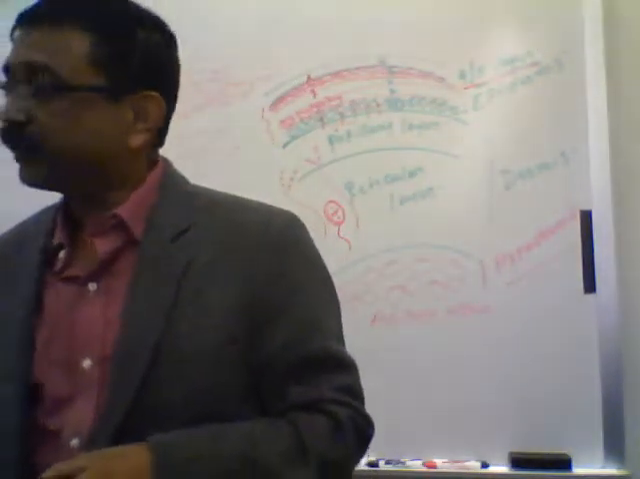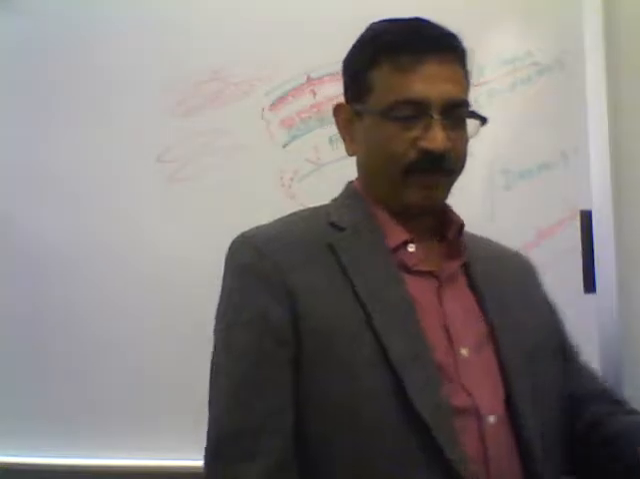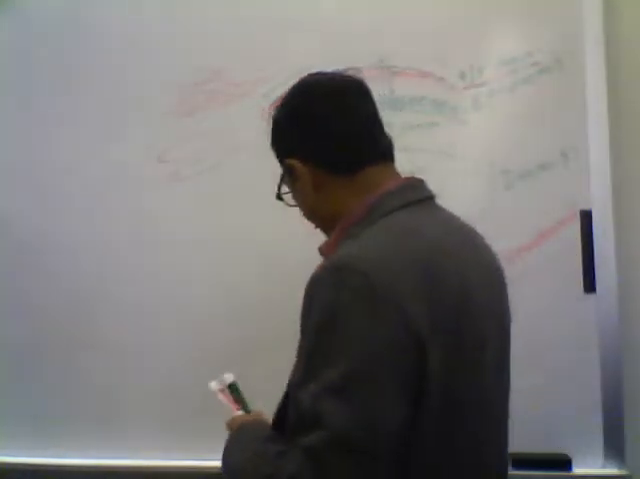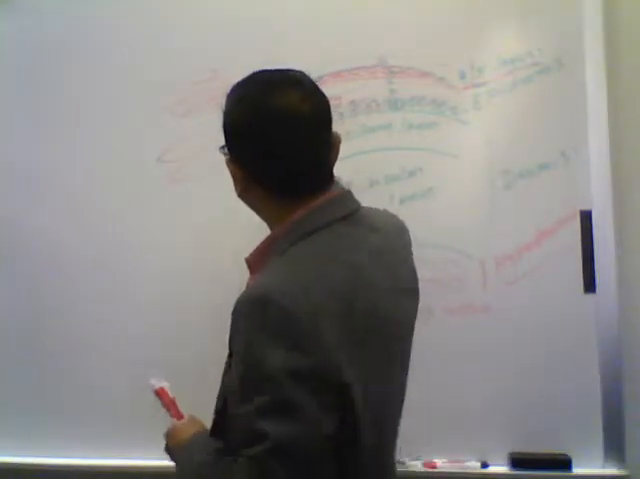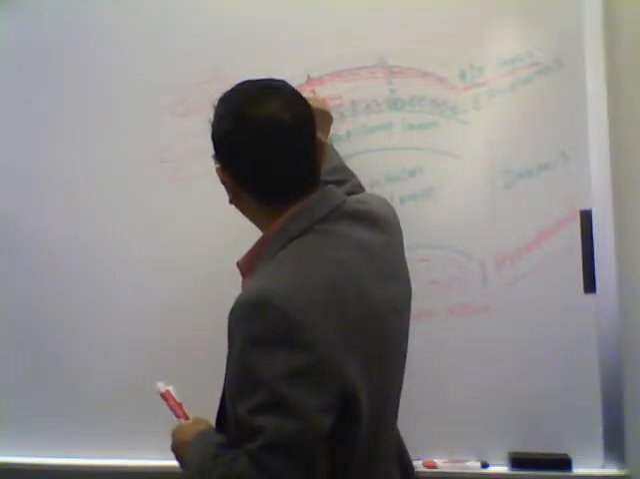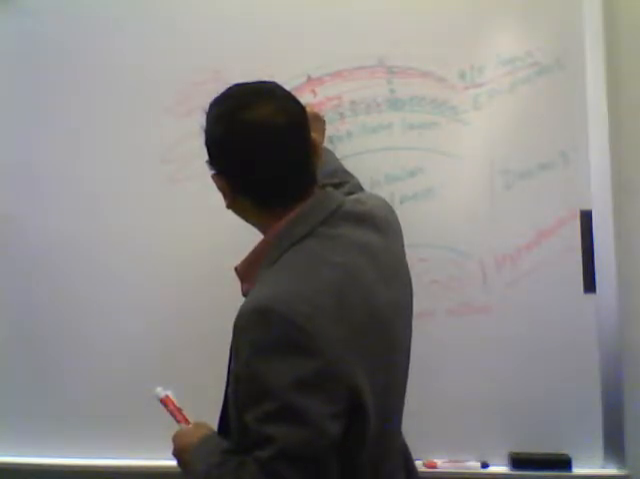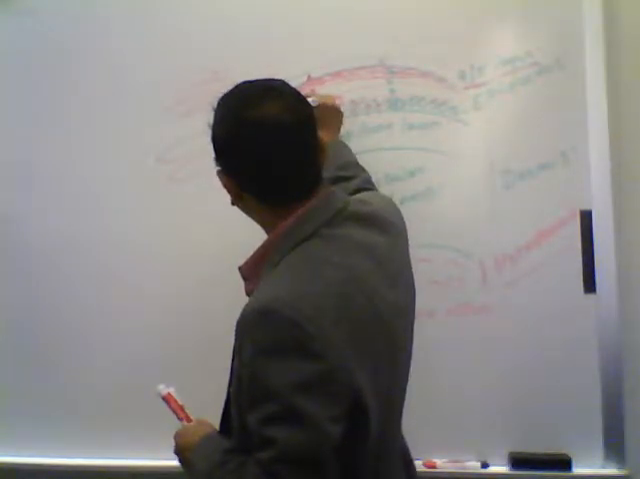Next layer is stratum granulosum. Why is this layer called granulosum? Because if you see the cells in this layer, the cells are filled with granules, small particles, chemical particles.